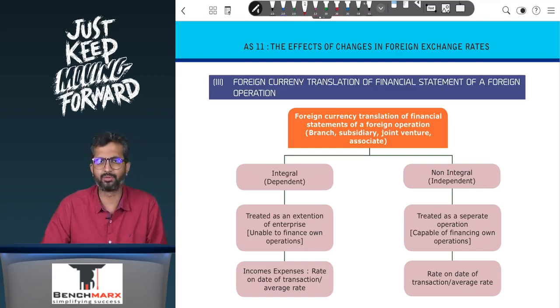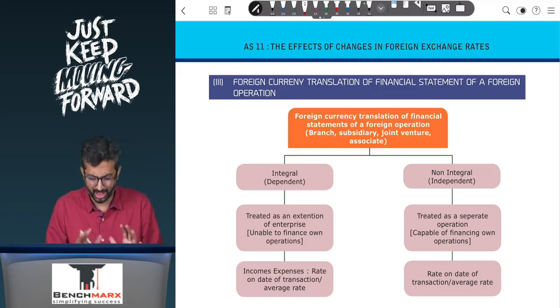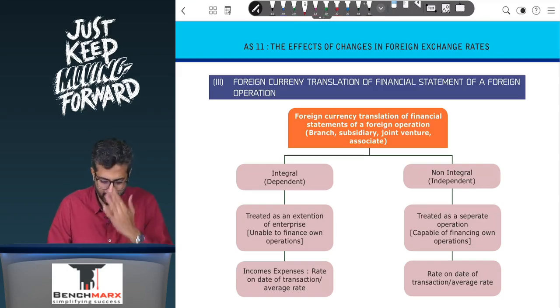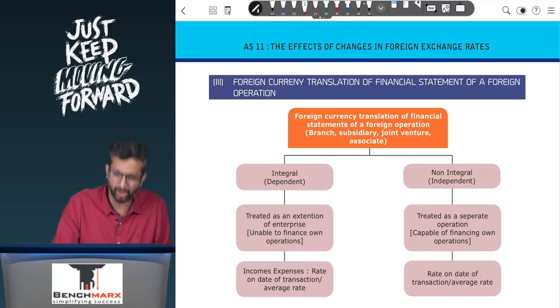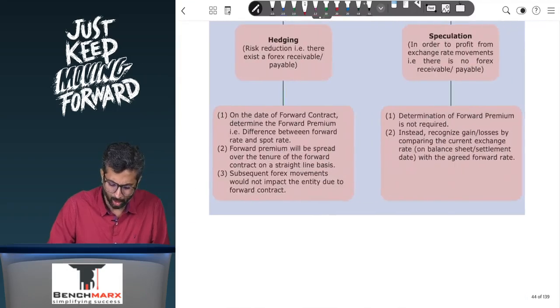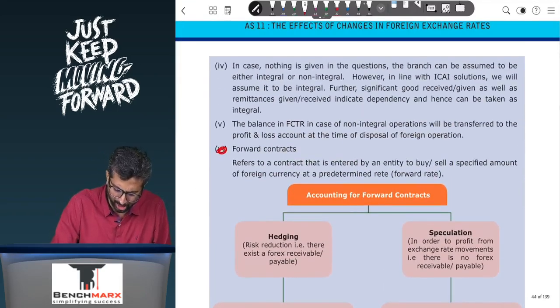Okay, this is the first part. Second part of the standard is on foreign currency translation of financial statements of a foreign operation. We'll do that in some time. But before that, here it is written 0.6. Actually, it's best if you show this as 0.4, a separate point for something called a forward contract.